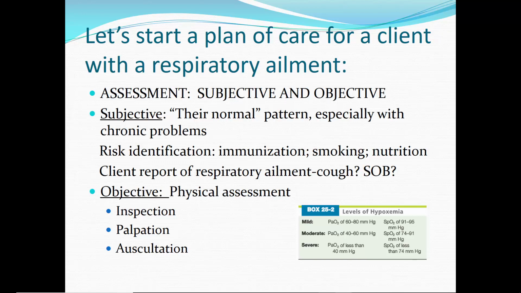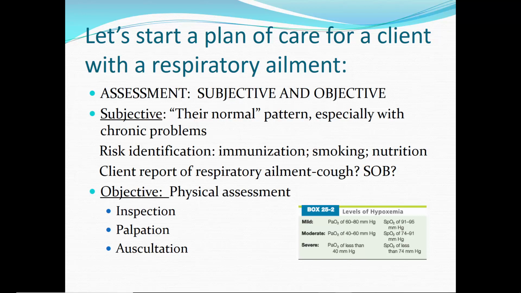Is air moving through all fields? Are there abnormal sounds such as fine or coarse crackles? Rhonchi are the low-pitched sonorous sounds which represent fluid in the airways, and they sometimes clear with coughing. Or is there stridor, which is high-pitched upper airway problems? Or is there a pleural friction rub, which is like a dry rubbing or grating sound, which is caused by inflammation? Or is there wheezing?